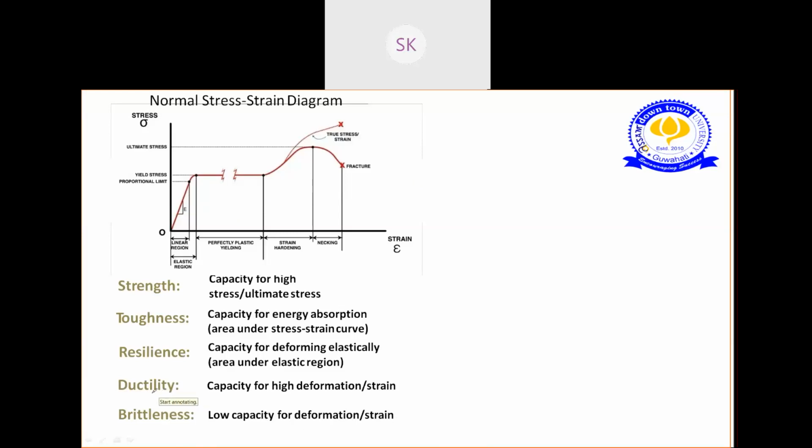So for ductile metals, give me an example of a ductile material. Anyone can give me an example of a ductile material? Rubber band. Copper. Yes, copper. And for a brittle material, you can take the example of concrete, right? It will break. Glass. So that is how it is.